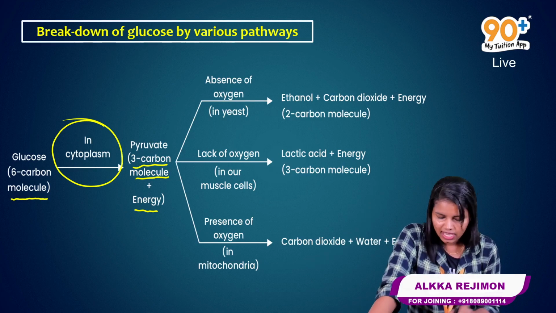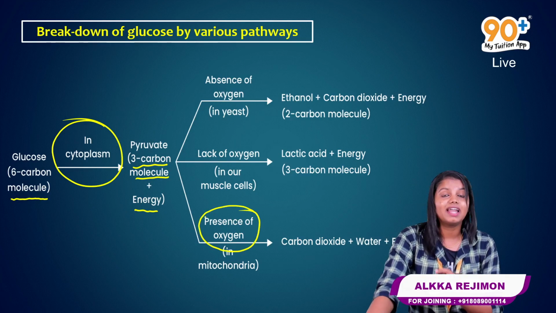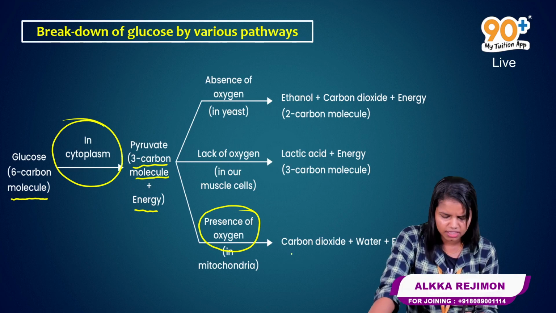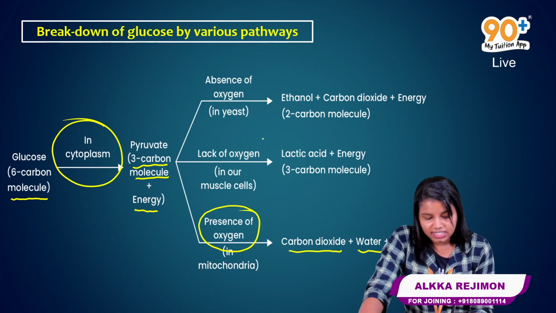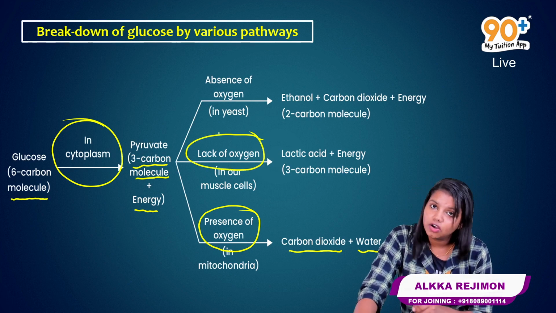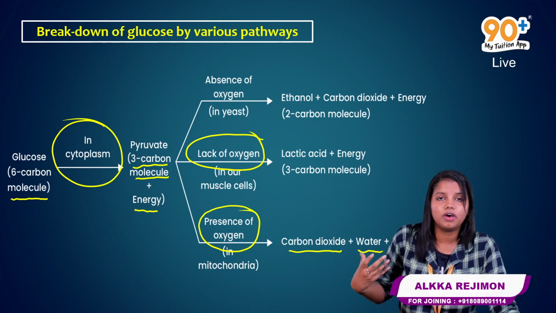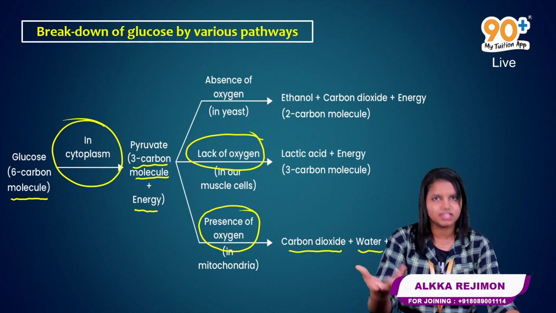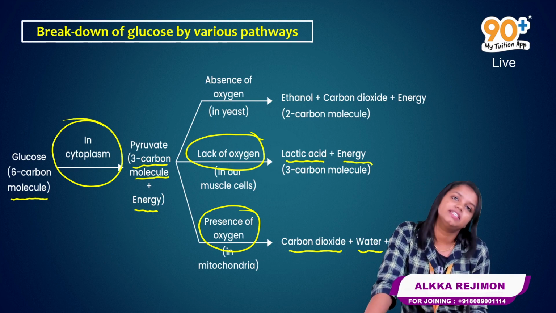If it takes place in the presence of oxygen, that is aerobic respiration, and the product is CO2 plus water plus energy. And this can also take place in the lack of oxygen. For example, it can take place in the muscle cells of our body when we are doing strenuous exercise, and you can see the result is lactic acid plus energy.